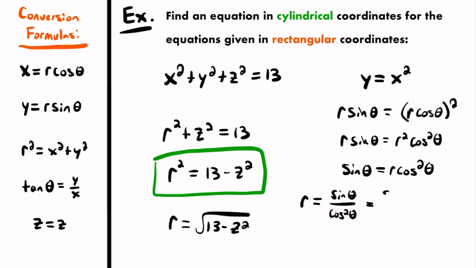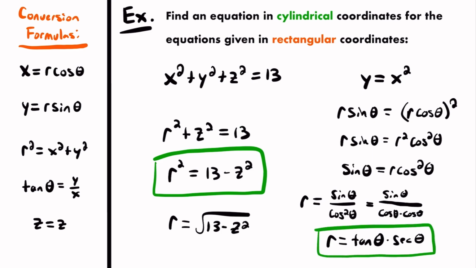If I rewrite it like this, we'll have sine theta divided by cosine theta times cosine theta, right? That's what cosine squared theta is. It's just cosine multiplied by itself. We know that sine theta divided by cosine theta is tangent theta. So we'd have r is equal to tangent theta times 1 divided by cosine theta. But we know that 1 divided by cosine theta is secant theta. Okay, so I'm just going to write it like this. Our final answer is that r equals tangent theta times secant theta. And that would be the equation in cylindrical coordinates that is equivalent to y equals x².